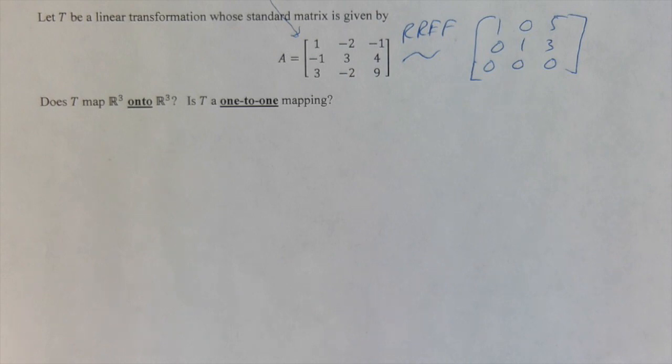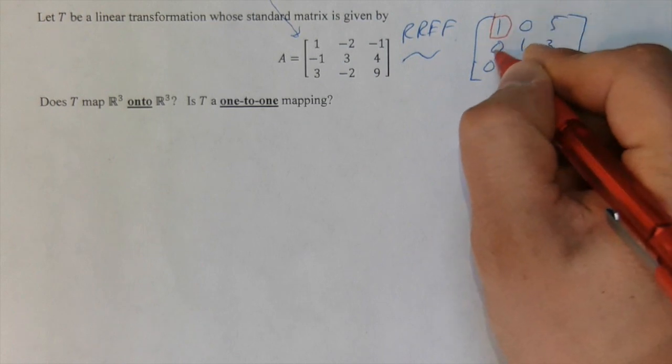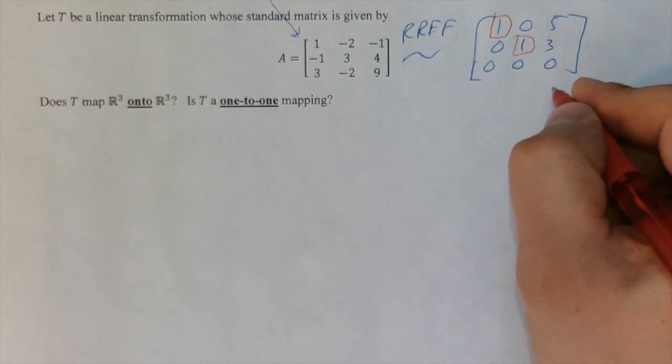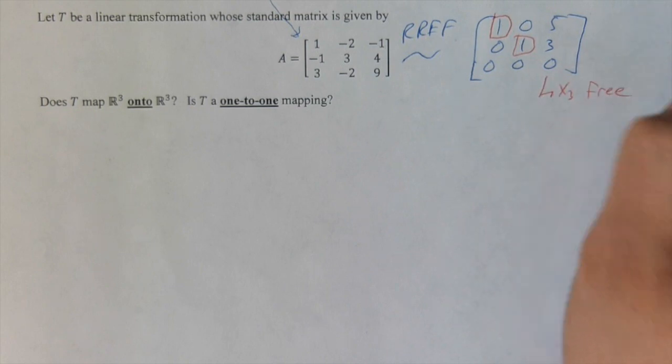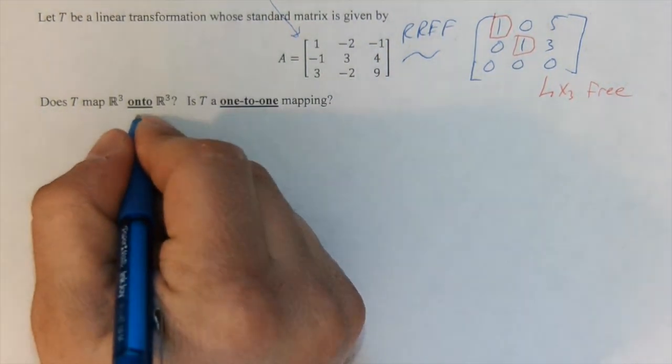Okay, so I'm going to start the solution. Hopefully by now you have taken a second to think about this. When I'm looking at this matrix, I see there's a pivot right here, there's a pivot right here, and there's no pivot in this last row, and so we see that x3 is a free variable. Just based on those two things, we already know what's going on here. So the first question, is T onto?